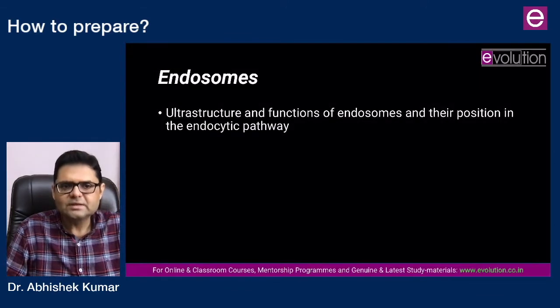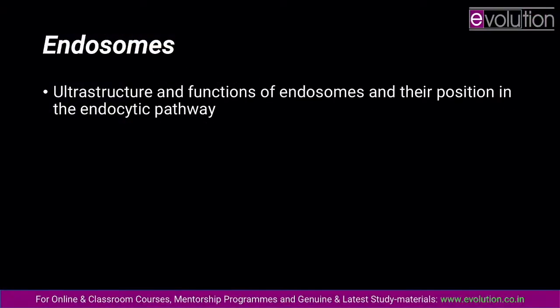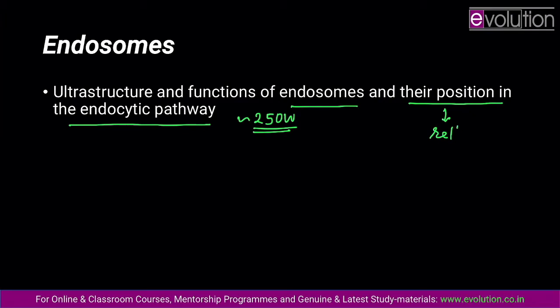Next question is endosome. Just one thing that you need to prepare, that is ultrastructure and function of endosomes, and add a tail on their position in the endocytic pathway. You should be preparing it for 250 words, and this part will also give you an idea of their relation with lysosomes.